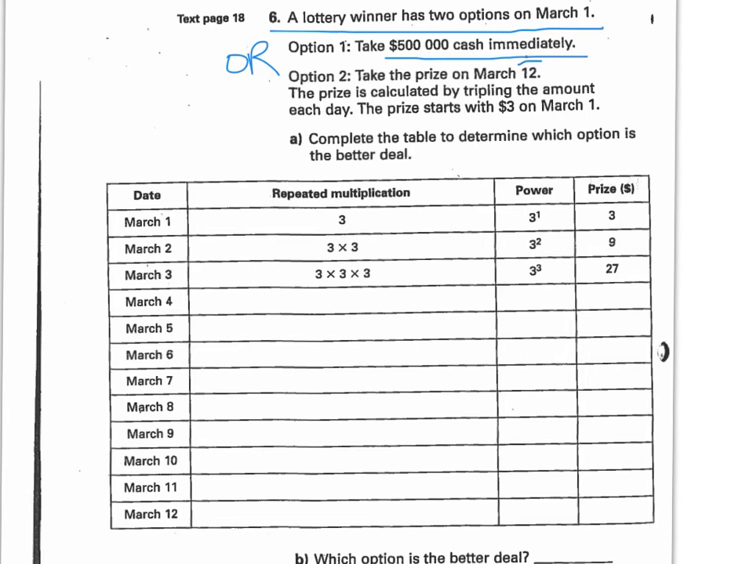On the first day, they would receive $3. 3 to the power of 1, which is 3. Day 2, 3 to the power of 2. 3 times 3 is $9. On day 3 is 3 to the power of 3. 3 times 3 times 3, $27. I will complete March 4 for you. 3 to the power of 4, 1, 2, 3, 4. You will complete the answers all the way to March 12th.